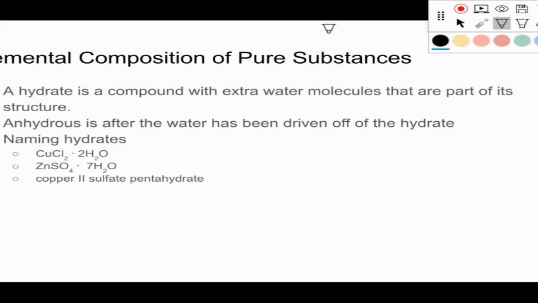The other type of problem you're going to have is dealing with something called a hydrate. And a hydrate is just a compound that has extra water molecules that are part of its structure. They are chemically bonded to it. And so anhydrous means that the water has been driven off the hydrate. It makes it a different compound. It makes them appear differently.